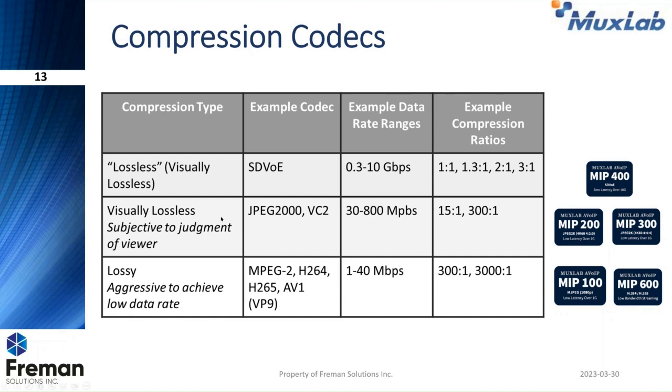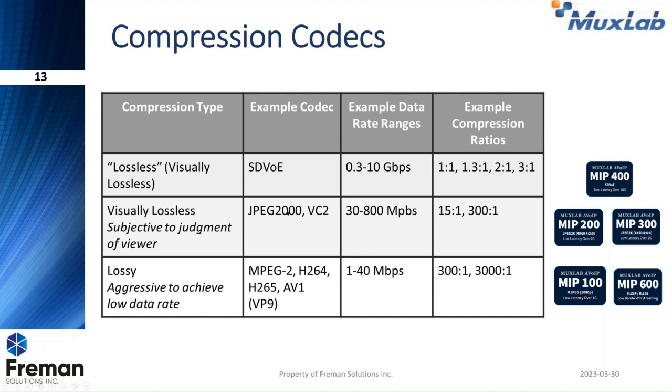Then what are called visually lossless by the industry in general, those are codecs that give you relatively high bandwidth, close to 1 gigabit. Although you can play with the box, you can tell it, give me less bandwidth, give me more bandwidth, but you typically run maximum at around 800 megabit. Those are called visually lossless, and that means that they are subjective to the judgment of the viewer. So people see it and they say, oh, this really looks visually lossless. I don't see that you lost anything.